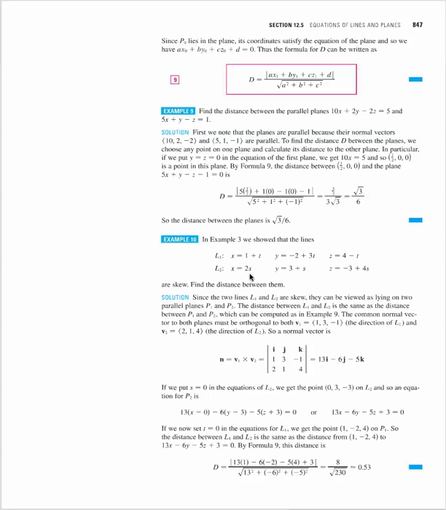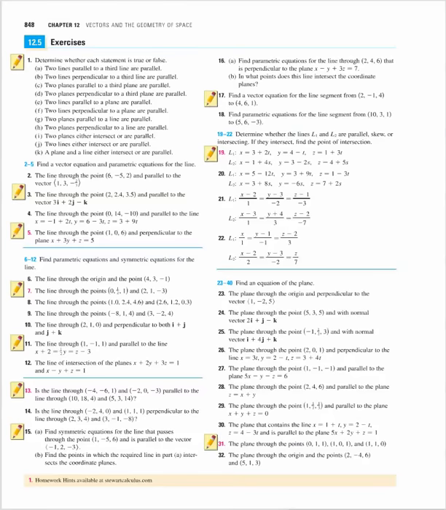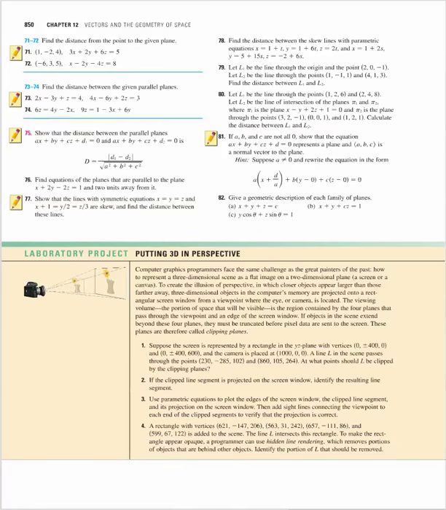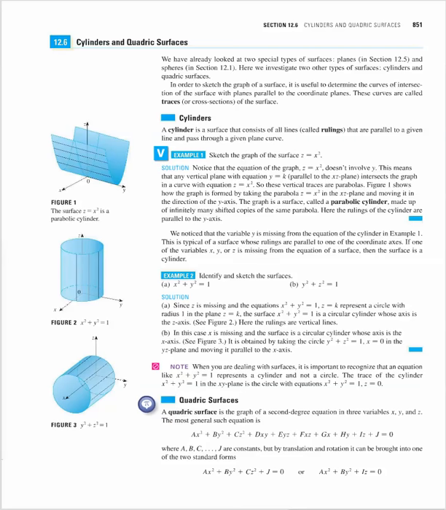Examples 9 and 10 expound on that idea by finding distance between parallel planes, and distance between skew lines, and those are good examples to read as well. That ties up section 12.5, and we're going to go right on to 12.6, which is called cylinders and quadric surfaces.